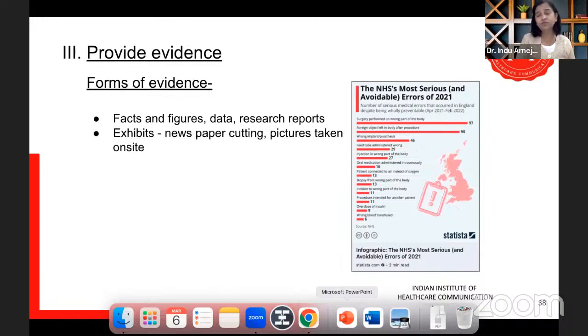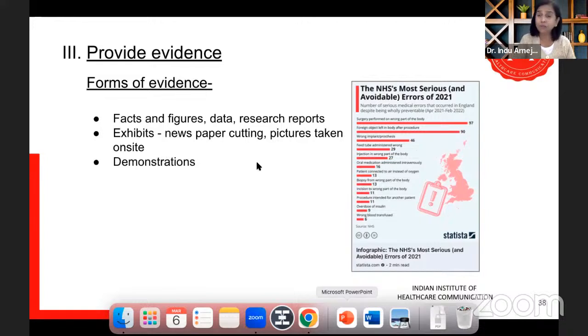Some exhibits like newspaper cuttings and pictures taken on site are also a good way. For example, if you want to talk about how the toilets are dirty or how the front desk is not up to the mark, and you capture some photographs and show them, people will not have a reason to say no to what you are saying.